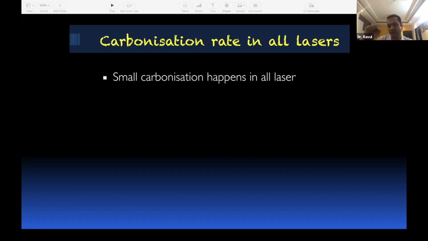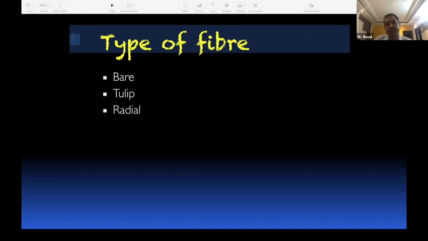But if you get a proper carbonization at the tip of the laser fiber, the temperature can go up to 1000 to 1200 degrees centigrade. So a very high temperature can be there at the tip. The small carbonization which happens at the top puts a lot of heat at the tip of the laser fiber that dissipates heat. So this is one of the basic mechanisms for damaging the vein.